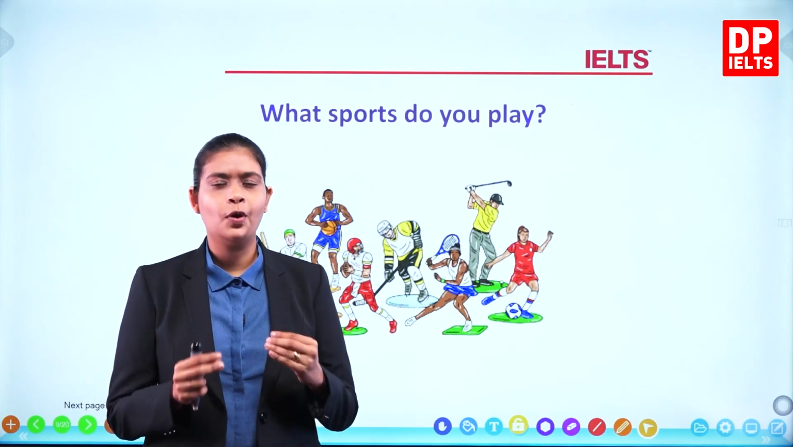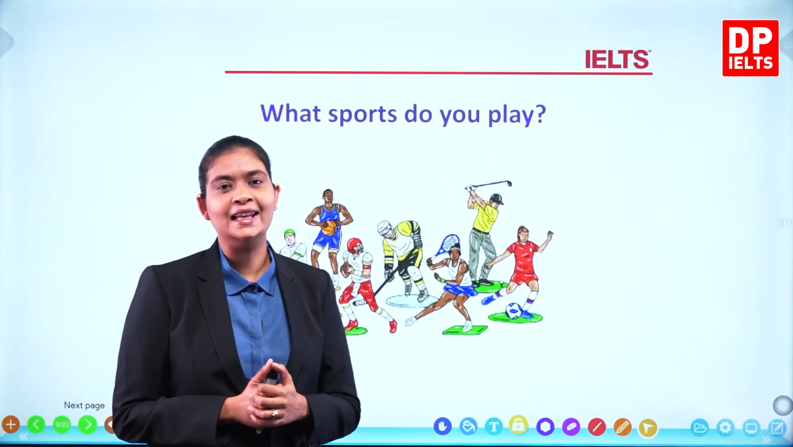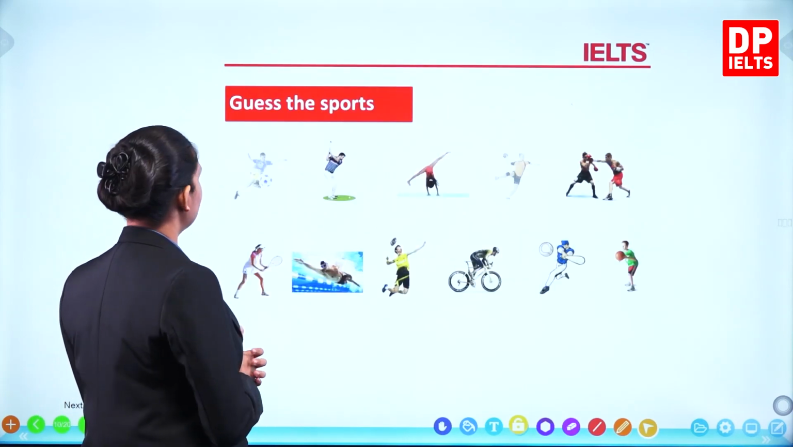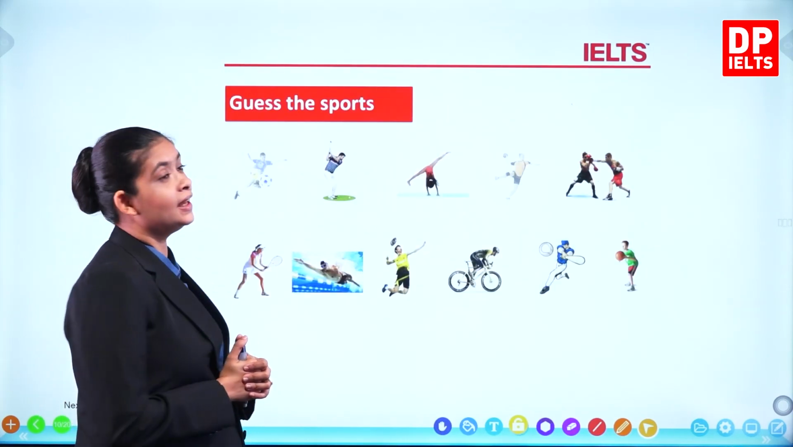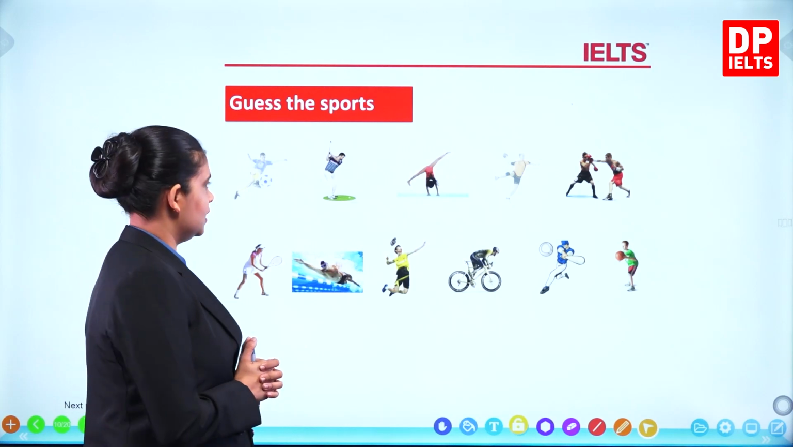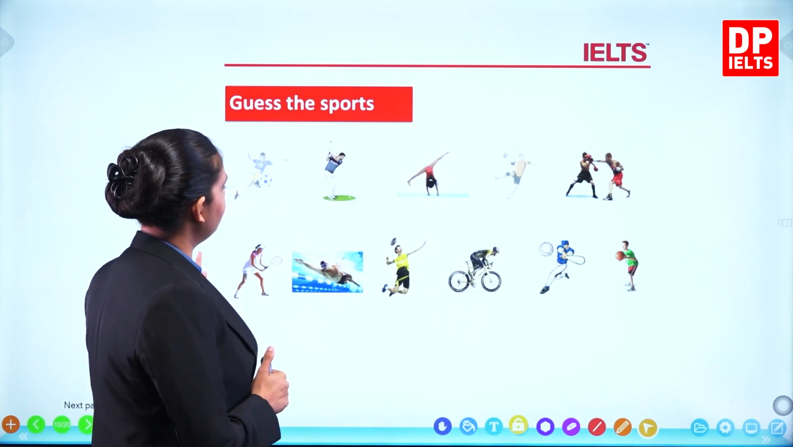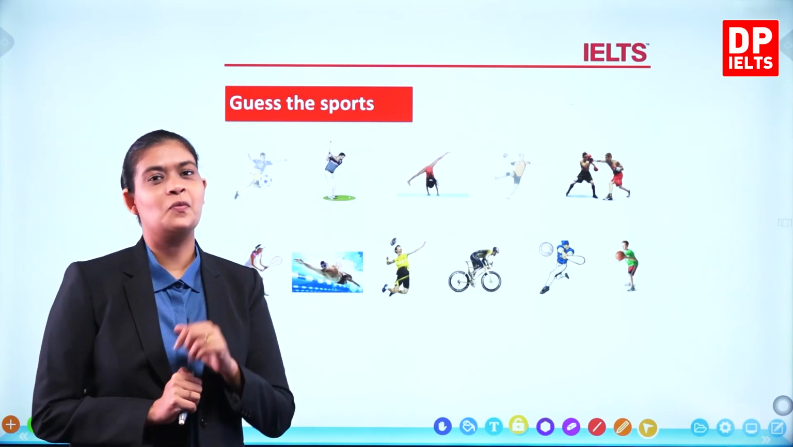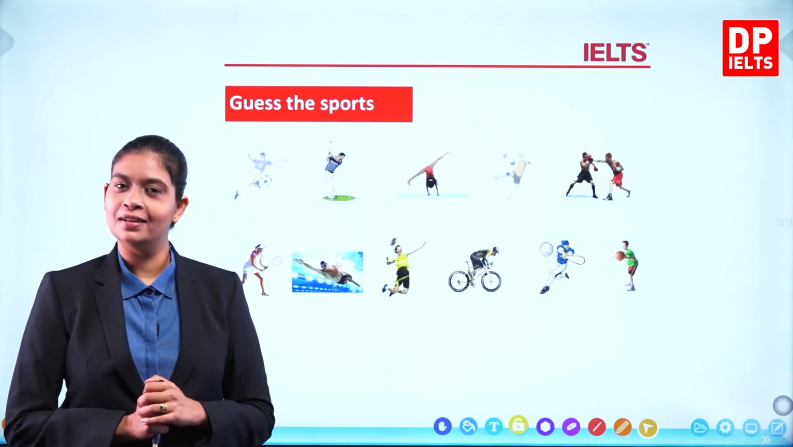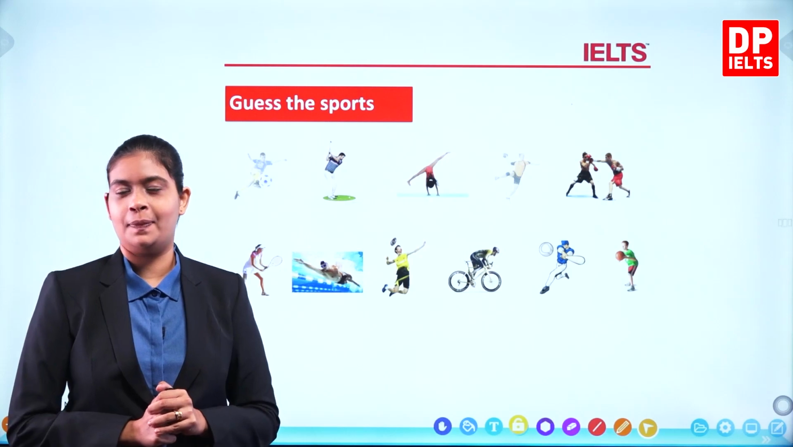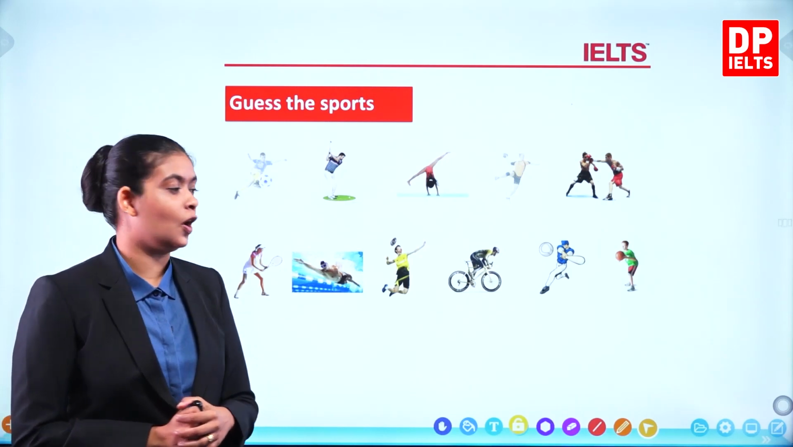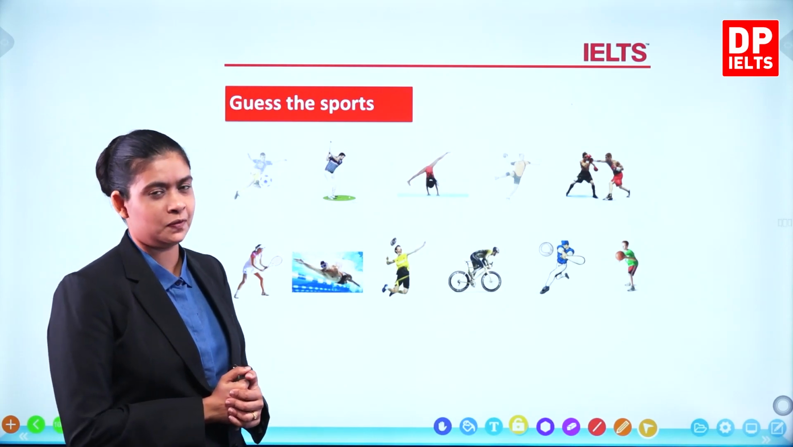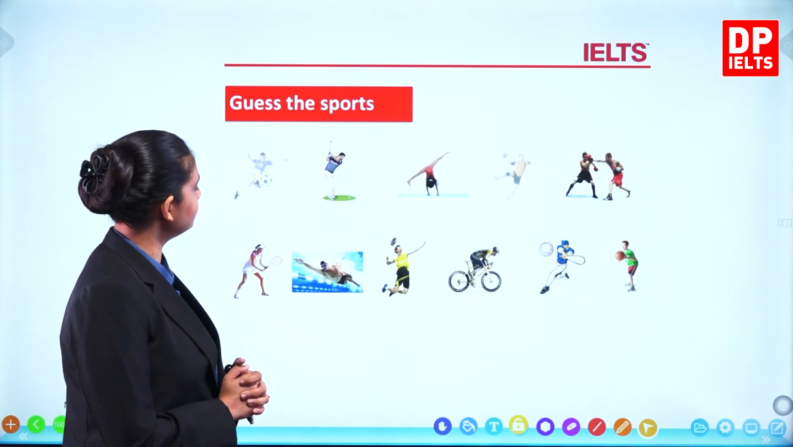Right? So important question for your speaking test. Next, let's move on to a guessing activity. Guess the sports. Now here you have a few sports, right? I want you to guess what they are. So again, take a piece of paper and a pen or a pencil and jot down what you think all of these sports are, the names of them, okay?